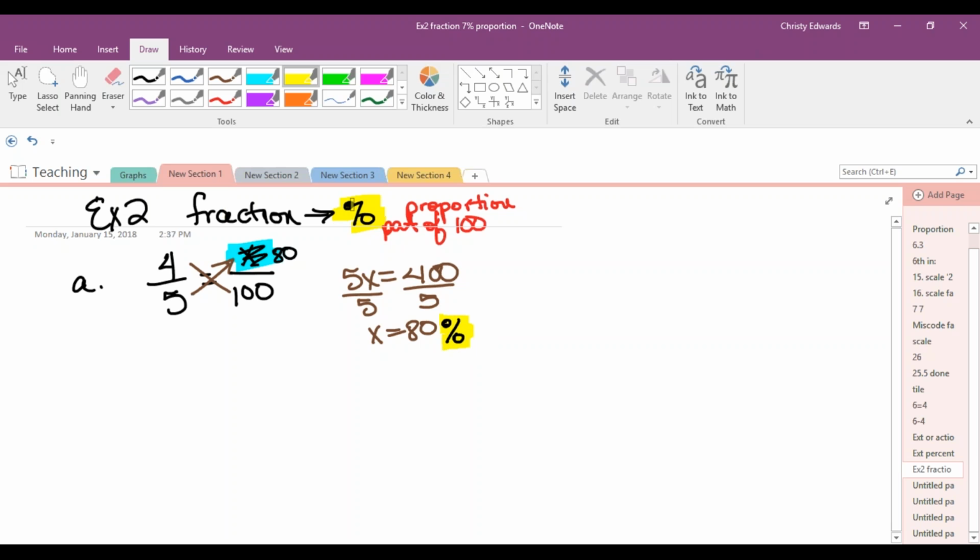So since the question was turn this fraction into a percent, you don't put 80 over 100. 80 over 100 is the fractional version of 80%. But they didn't say, I want the fractional version. They said, I want the percent version, which means you put the 80 with the percent symbol. Does that make sense?